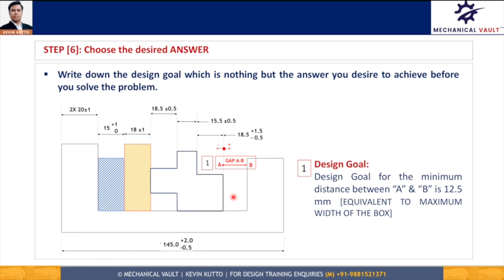In the sixth step, let's define the measurable target. In our case, the maximum size of the fourth smaller container is 12.5, and that means in order to fit the container, the minimum gap between A and B must be at least 12.5 or more than that. So that is our measurable target of the stackup.